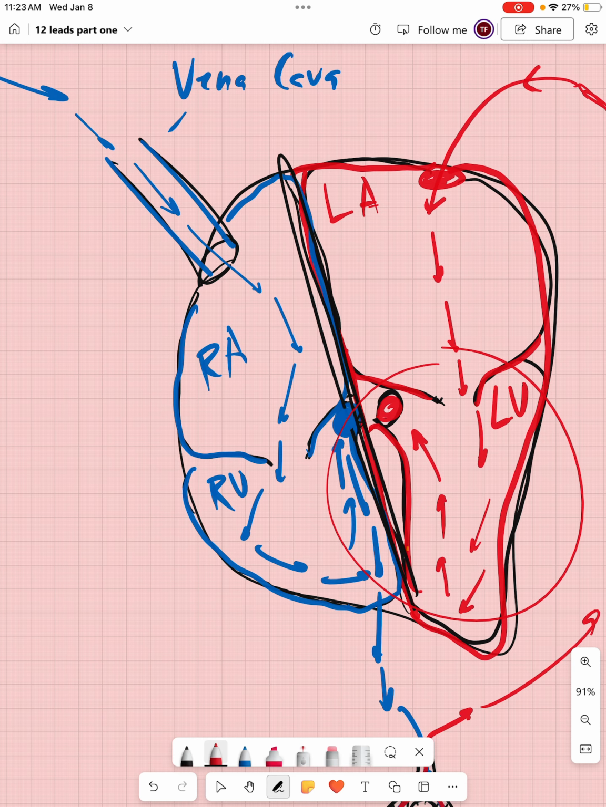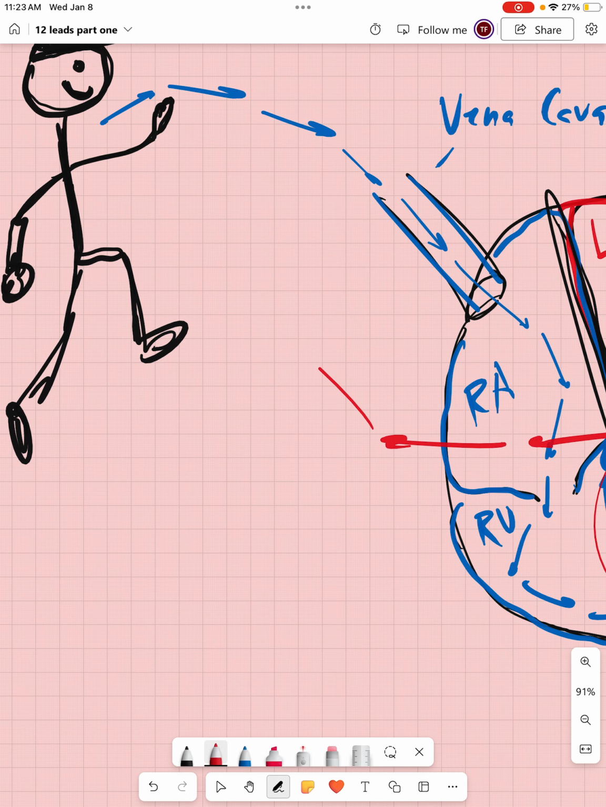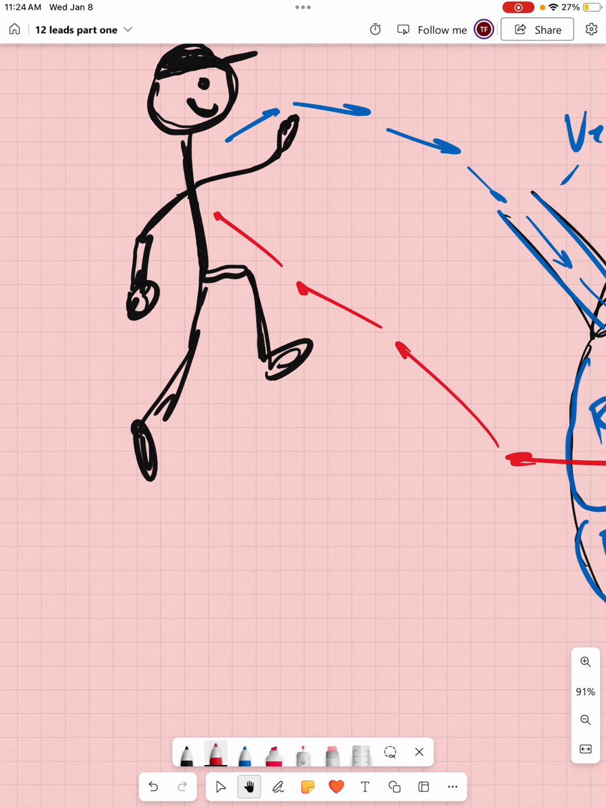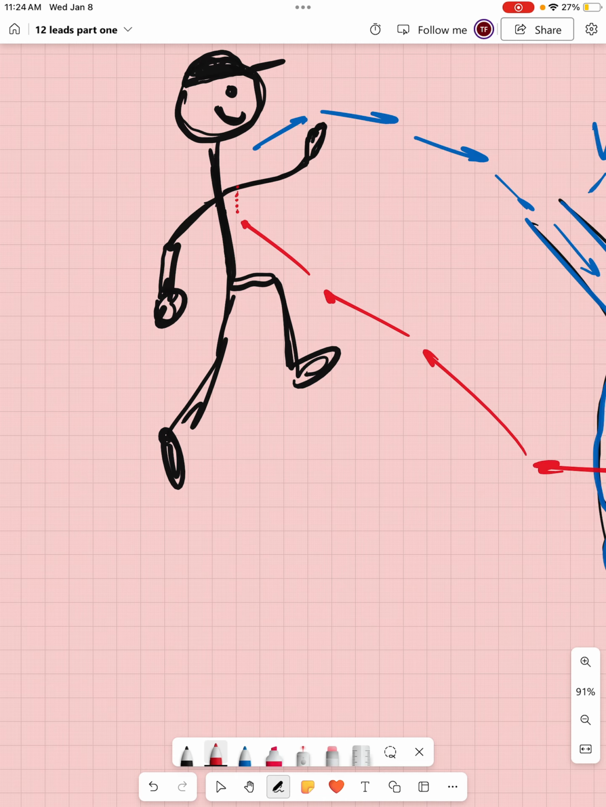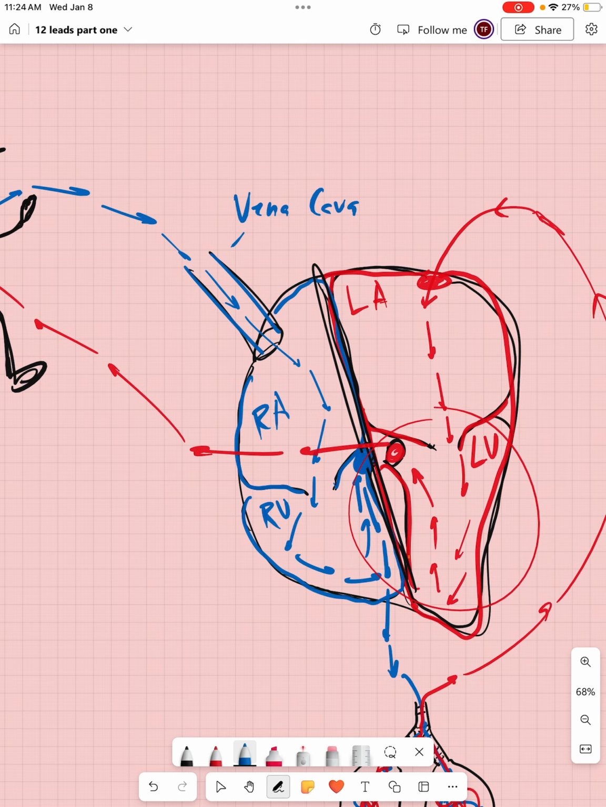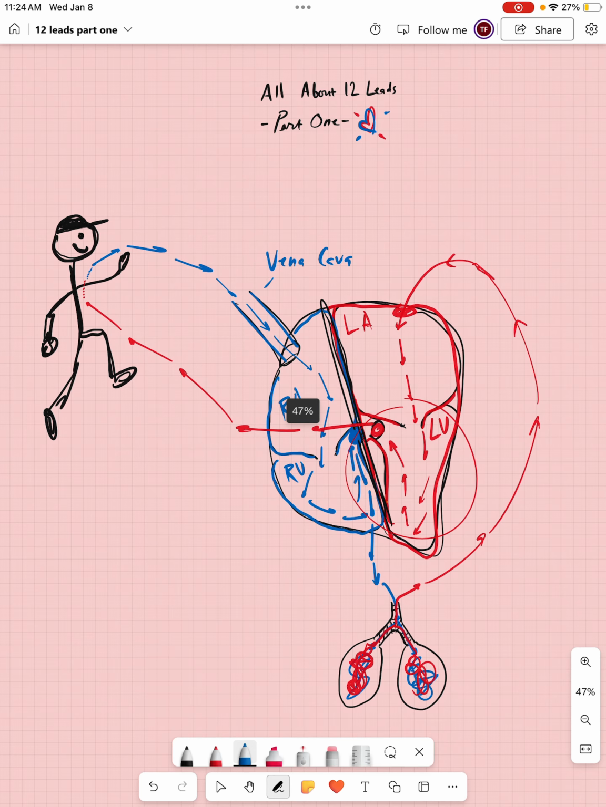We'll go back to that a little bit later when we talk about the electrical conduction system and different waves we might see on a 12 lead. So from there, via the aorta, it is going to deliver blood to the body, where then this cycle can repeat itself over and over and over all the time, which is pretty sweet. It just does it on its own.